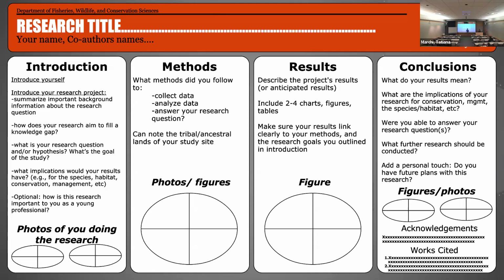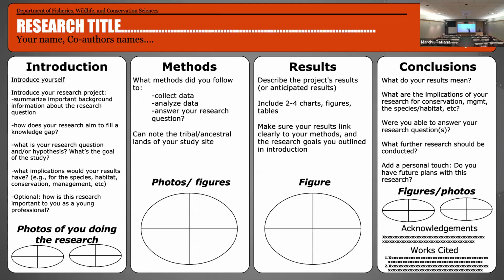So if you have any predictions, what would those predictions mean for the overall scientific community, like species, habitat conservation management, things like that? Like, how would your study influence the greater wealth of knowledge in X specific interest? And then the optional thing is, how is this research important to you as a young career professional? Well, that's something you don't have to put in, but if someone might ask you, you should always have that kind of ready to say. And photos, lots of photos.